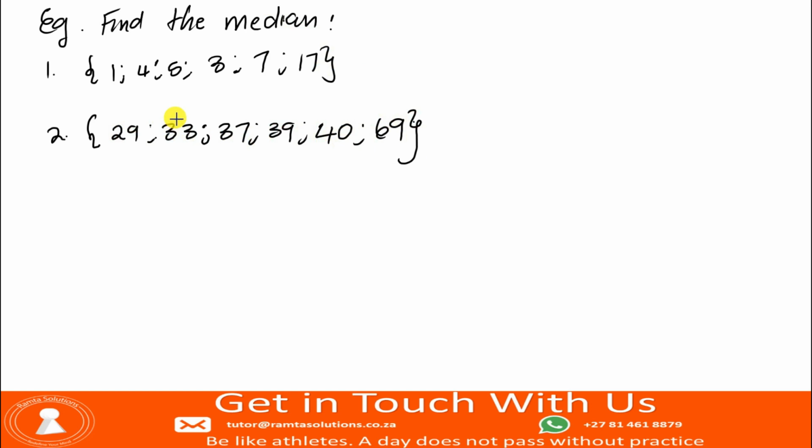All right, so let's look at our data. This data here, the first one, is it ordered? It is not really ordered. When it's ordered, it is like this. Remember, in numerical order, it is 1, 3, 4, 5, 7, and 17.